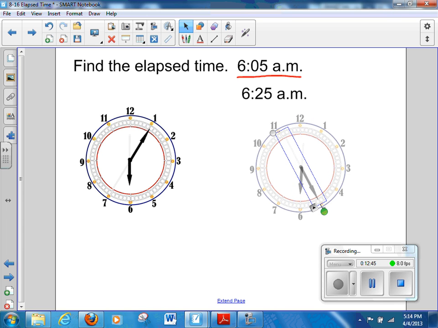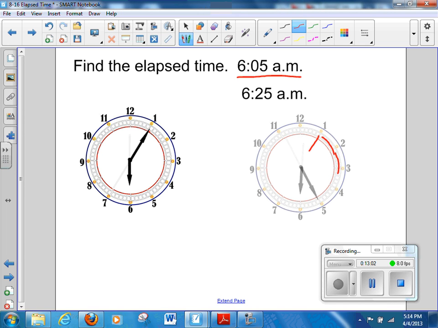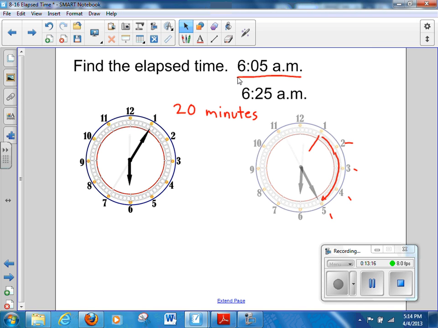And I know that this would say 6:25. And then we have to say how much time has elapsed from the first clock to the second clock. So we're measuring how much time has elapsed. And let's see, the minute hand is there, and we go this far, and counting by fives, 5, 10, 15, 20 minutes has elapsed. 20 minutes. Make sure that we put our label on there, and we have been doing a really good job with keeping our papers looking neat and precise.